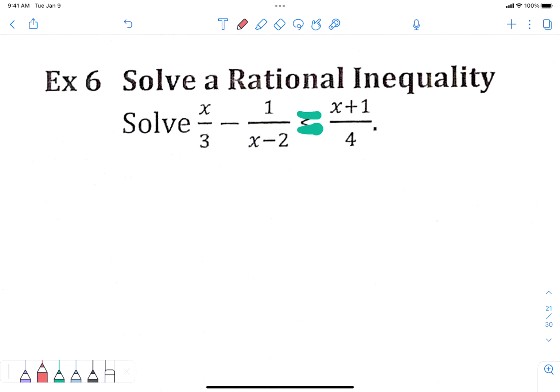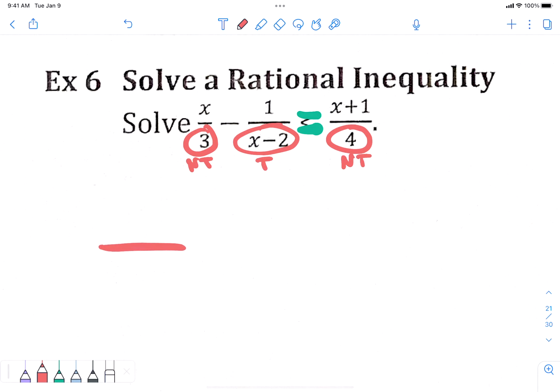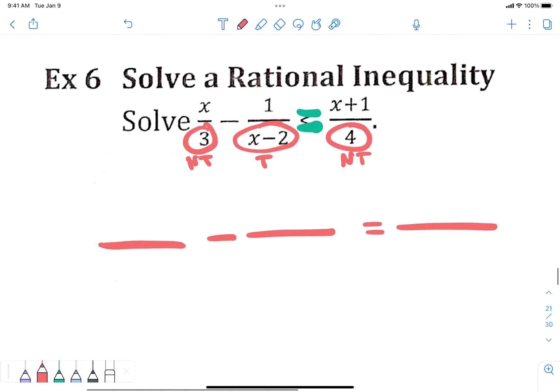Example 6. Here we go. Look at our denominators. We have 3, we have x minus 2, and we have 4. This is not trapped. This is trapped. So I know that I'm going to need an x minus 2, but what's my common denominator for the other ones? 12. 3 and 4 is 12. So I need a 12 and an x minus 2, and a 12 and an x minus 2, and a 12 and an x minus 2.